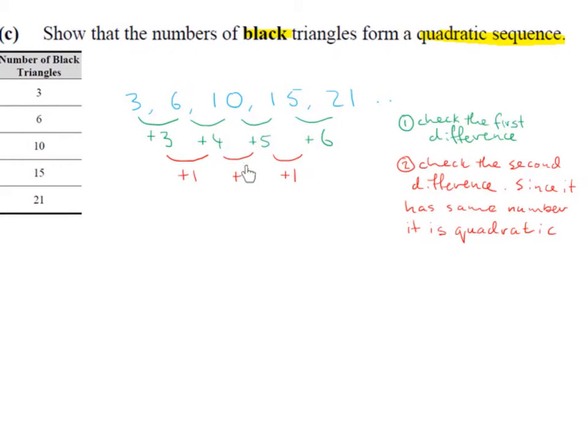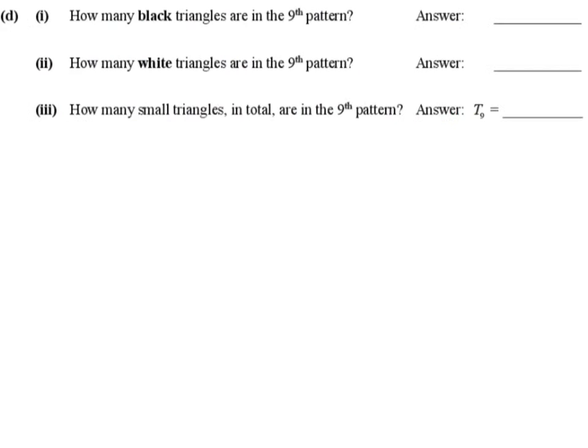To get from 4 to 5, we add 1. To get from 5 to 6, we add 1. Since the second difference is the same, we know that the sequence is quadratic. So the steps are: check the first difference, and then check the second difference. Since it has the same number, it is quadratic. So since the second difference is constant, or is the same number, it is a quadratic sequence.